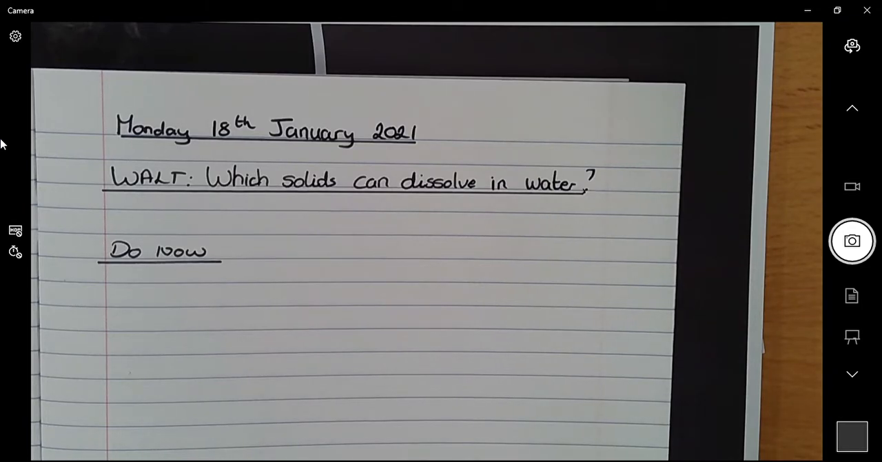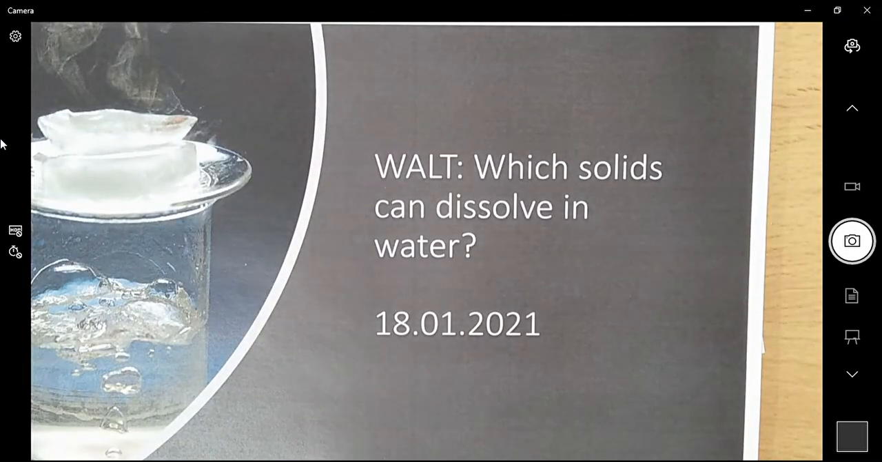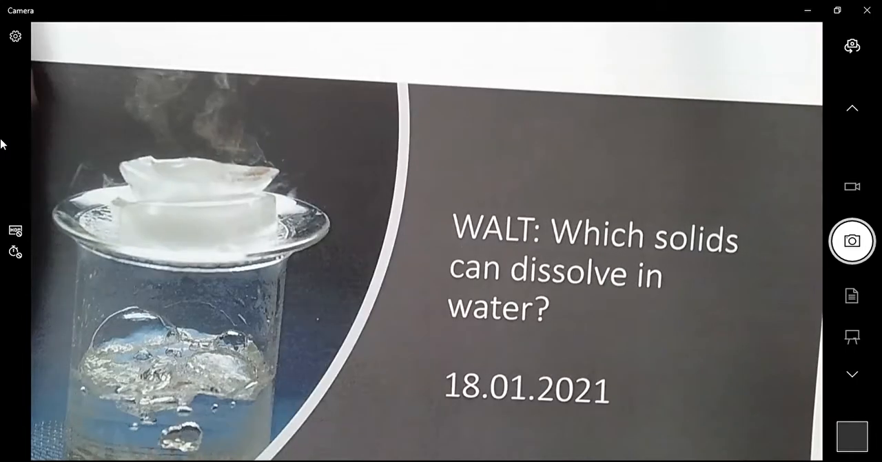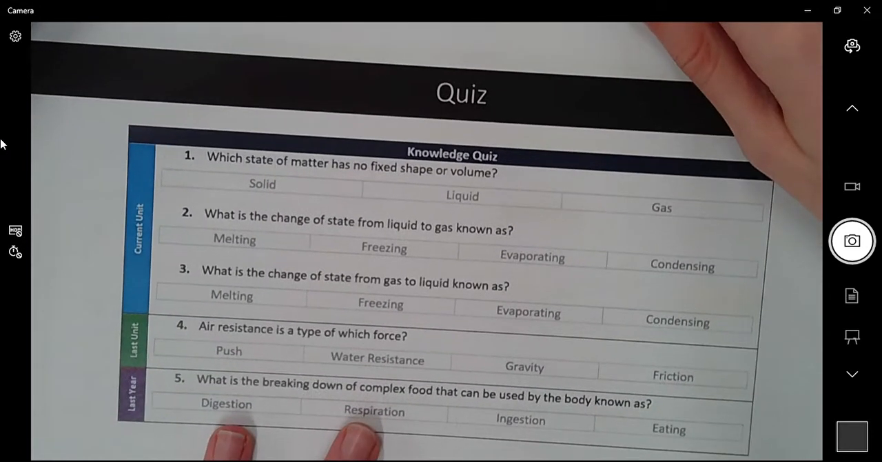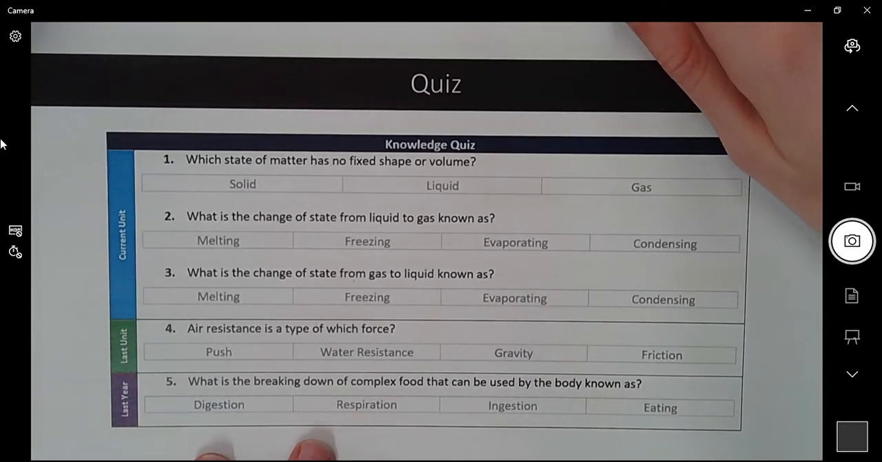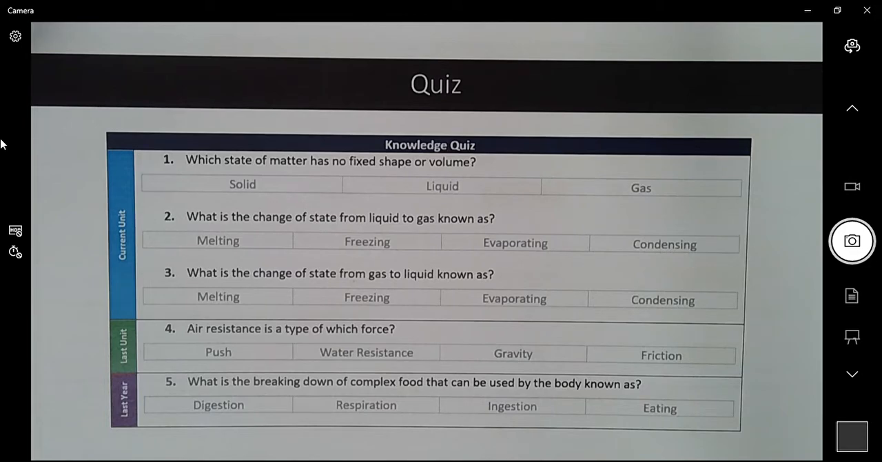Okay, so hopefully you have that done, and we can move on with our do now. So here is our do now for this week, our knowledge quiz based on the current unit, the last unit, and what you did last year. So there's 5 questions to do. Once again, pause the video here, and I will reveal the answers very shortly once it's completed.